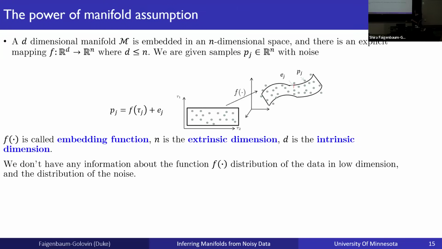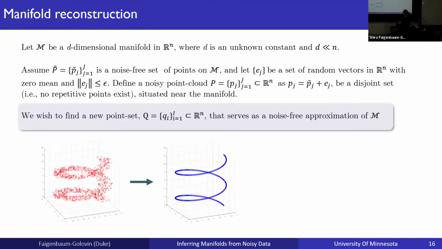So what is a manifold? We have some data points, tau j, that are seated in a low dimensional space. We have some function f that projects those points into high dimensional space. And we do not know what is the intrinsic dimension of the data themselves, and we don't know what f is. And on top of that, we even have some random noise, the e j's, that were added to these points. And eventually what we observe are those points that we measured, p j, sitting in high dimensional space with noise, and we wish to denoise the data.